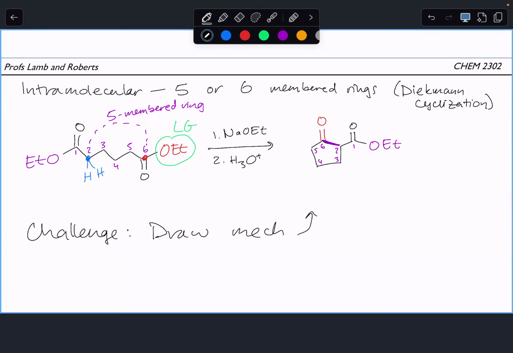Take it step by step. Number your carbons. It's not actually different. It just looks weird. All right, so draw the ring, number your carbons, fill it in. Okay, so I will post the answer to that challenge with the notes.